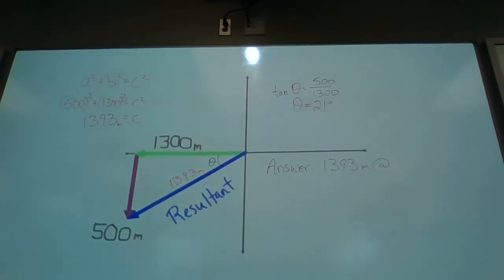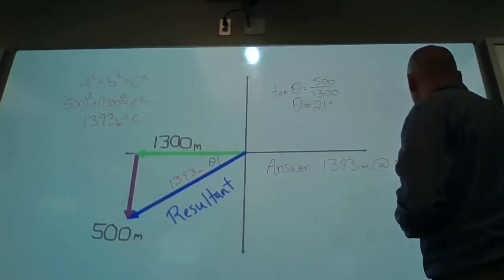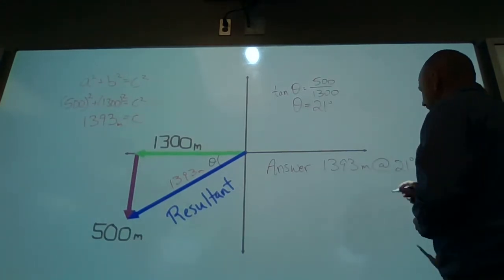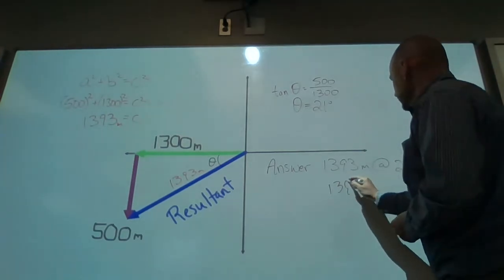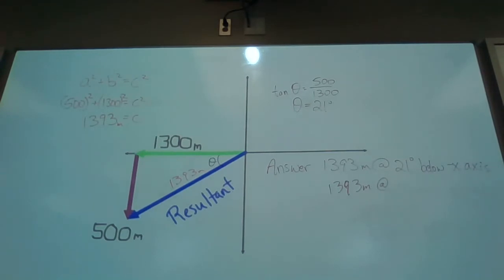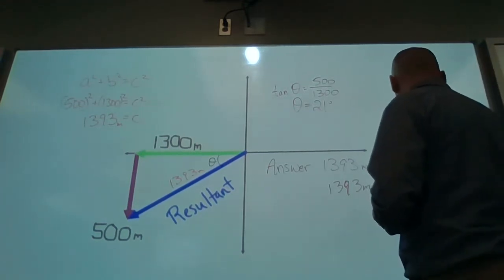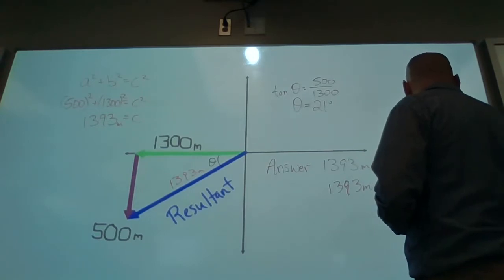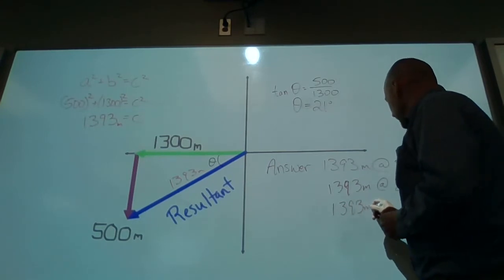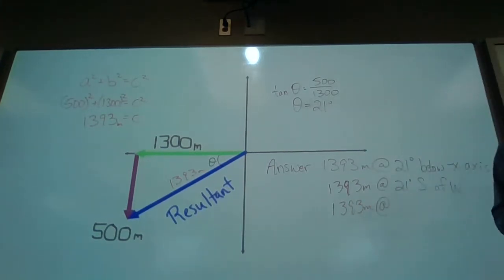Yeah, lots of options. Yep. At 21 degrees below negative x-axis. That was one way to say that. What's another way I could say that? Yes, yep. At 21 degrees south of west. It's another way I can say that. This is more of a math way. How you see this in math class.